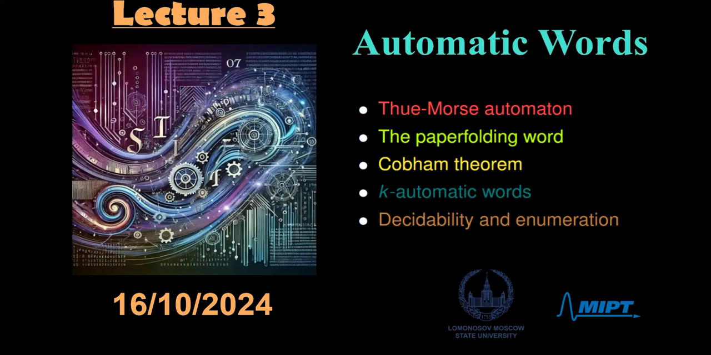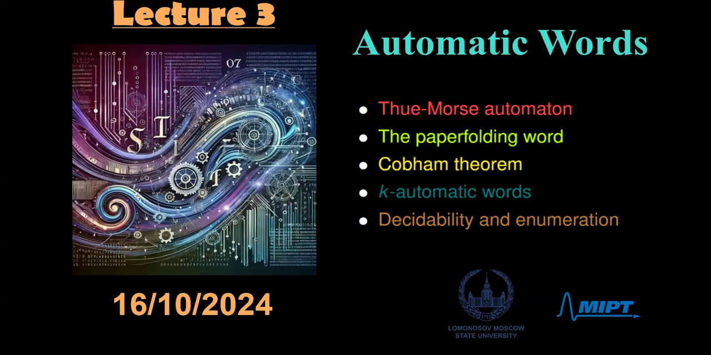And Cobham's theorem, a central result in the theory of automatic sequences. Cobham's theorem provides a classification of sequences that are k-automatic. We will unpack the details of this theorem and understand its implications in multiple bases.